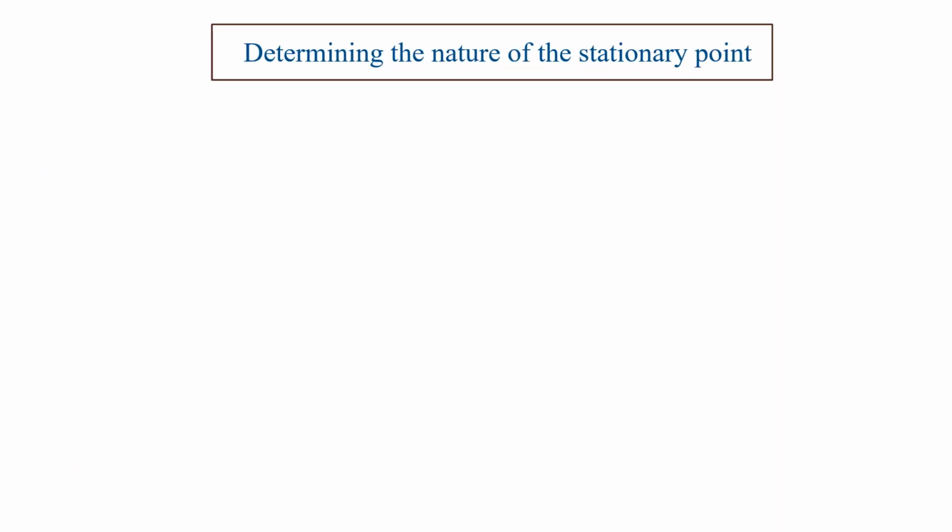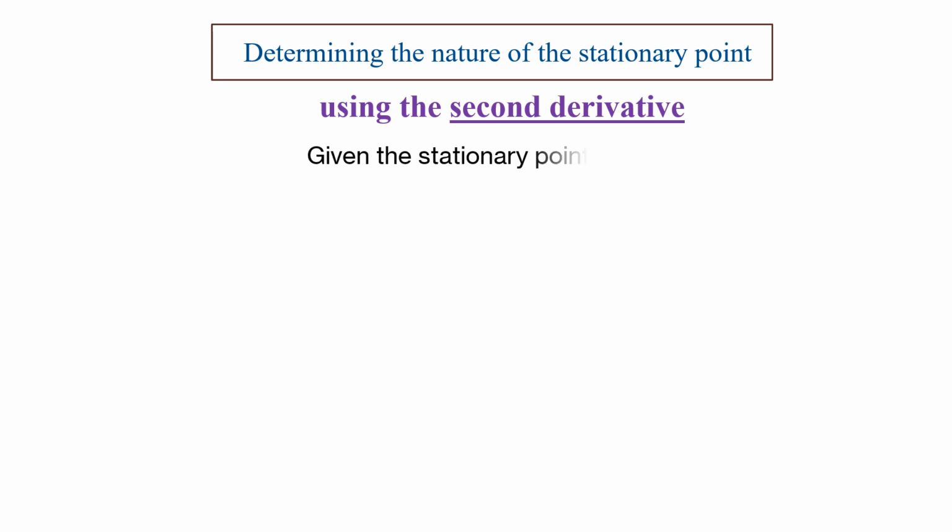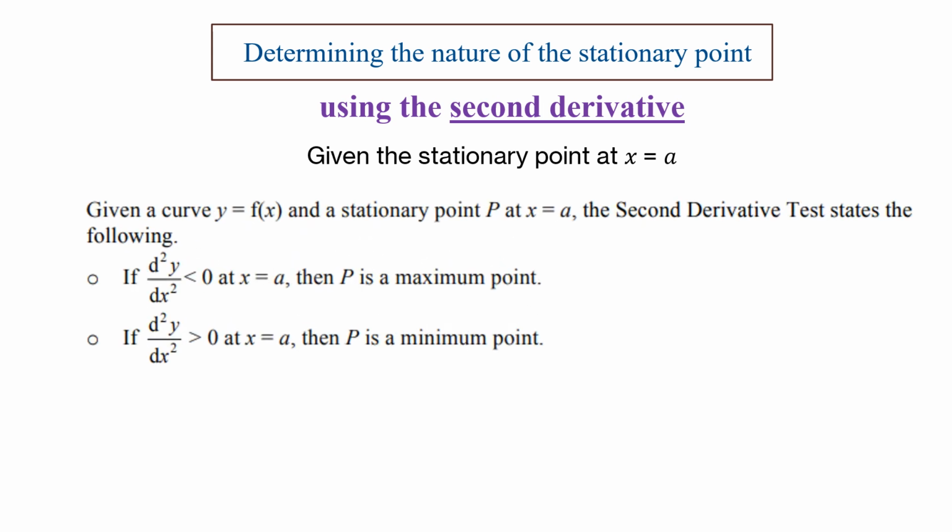So in this slide, we're going to use the second derivative to determine the nature of the stationary point. What does the second derivative mean? Basically, you just differentiate your dy dx, which means you differentiate y 2 times. So supposing you're given a function y equals f of x, and you have a stationary point at x equals a, where a can be any constant, you just differentiate dy dx again to get d squared y over dx squared.